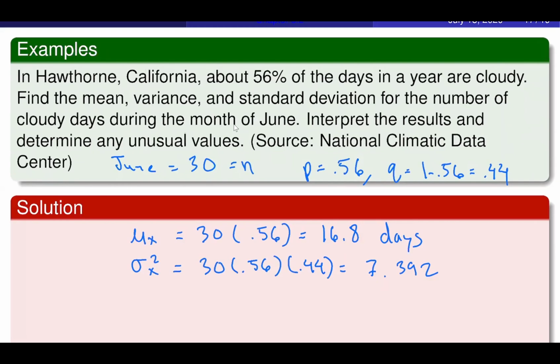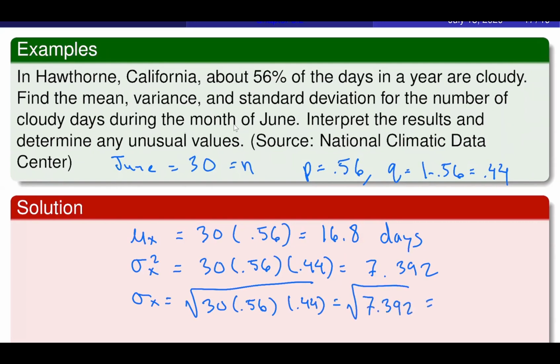All right, lastly, let's do standard deviation. For standard deviation, you take the square root of 30 times 0.56 times 0.44, but luckily we already found that to be 7.392. So we just have to take the square root of 7.392, and we get roughly 2.72 days.